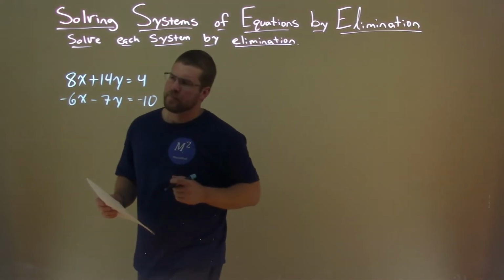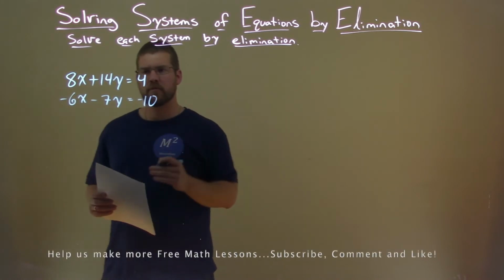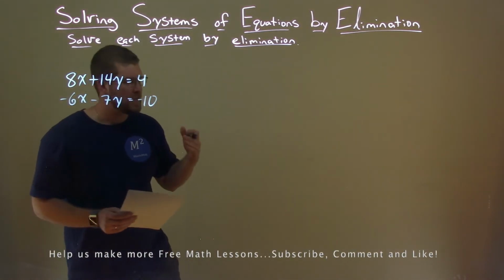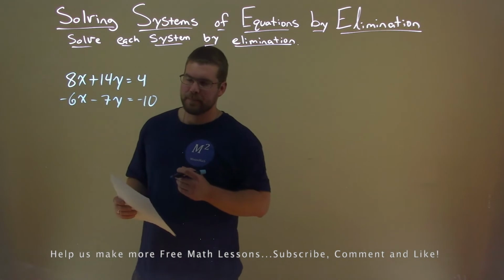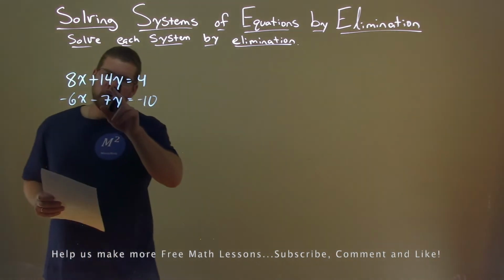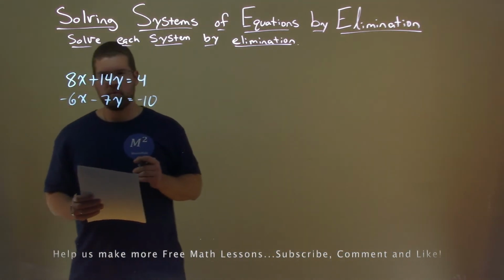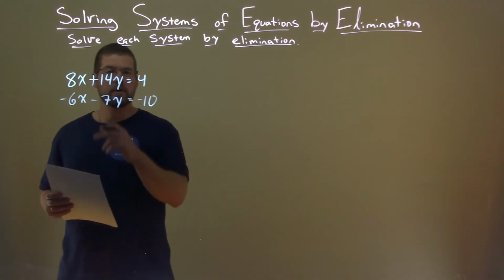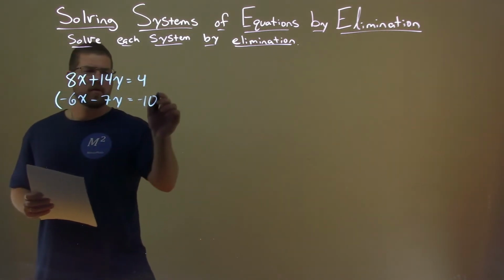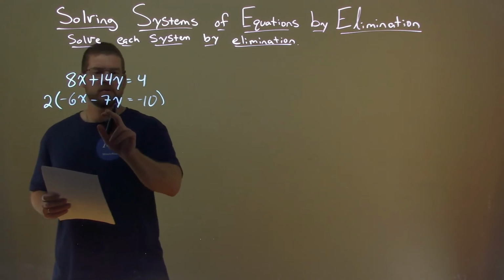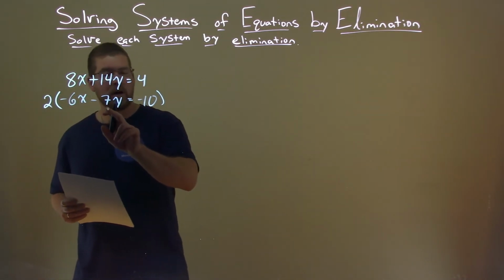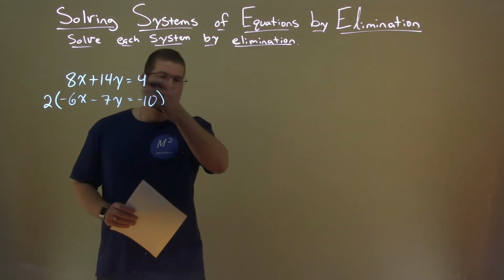We're given this problem. 8x plus 14y equals 4. Negative 6x minus 7y equals a negative 10. I noticed 14y and negative 7y. 7 times 2 is 14. Well, if I multiply the whole second equation by 2, I know this negative 7y will turn into a negative 14y, and we'll cancel out the y's.